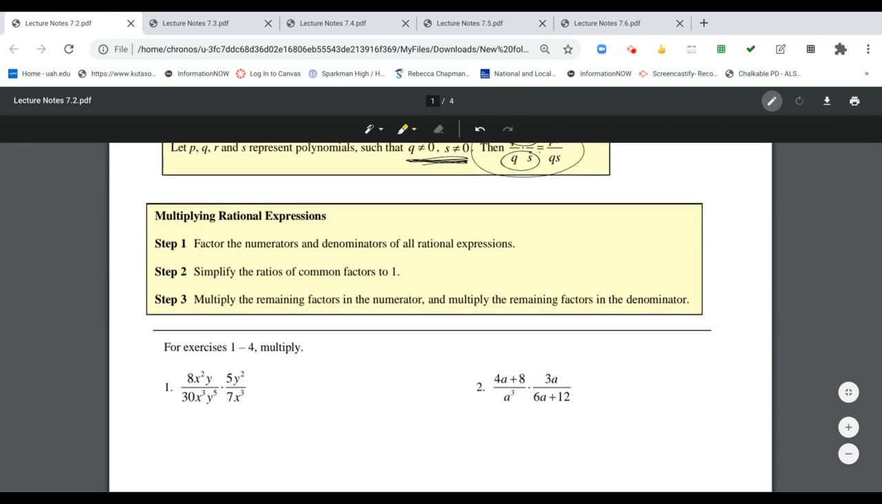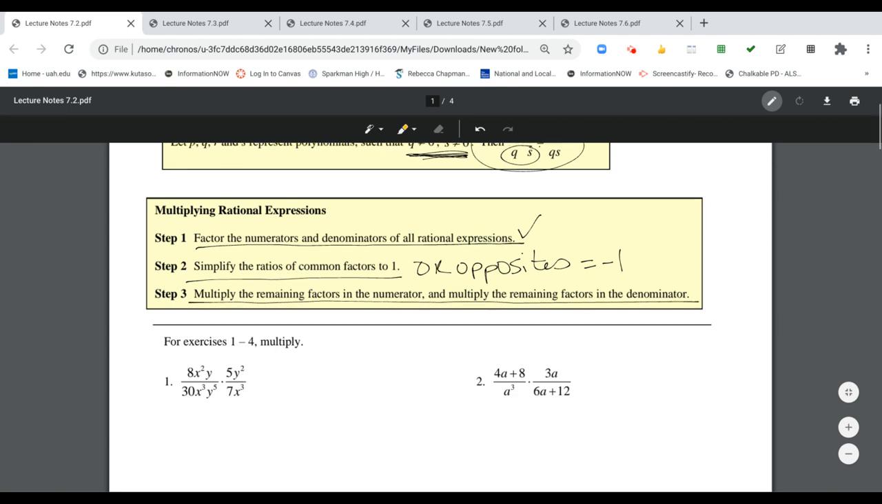So the rules for multiplying rational expressions, you factor numerator and denominator. So factor everything that can be factored. Simplify ratios of common factors to 1, or if you run across opposites, they simplify, remember, to -1. So make sure that it's either a 1 or a -1 when you cancel. And then you multiply the remaining factors in the numerator and the denominator together.